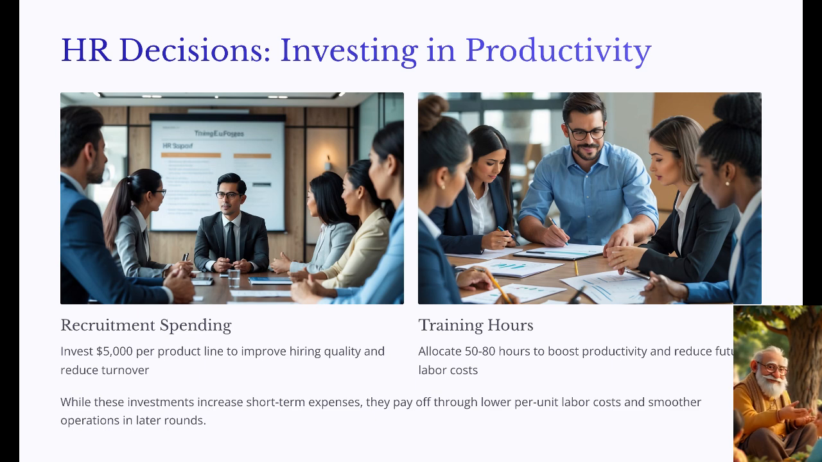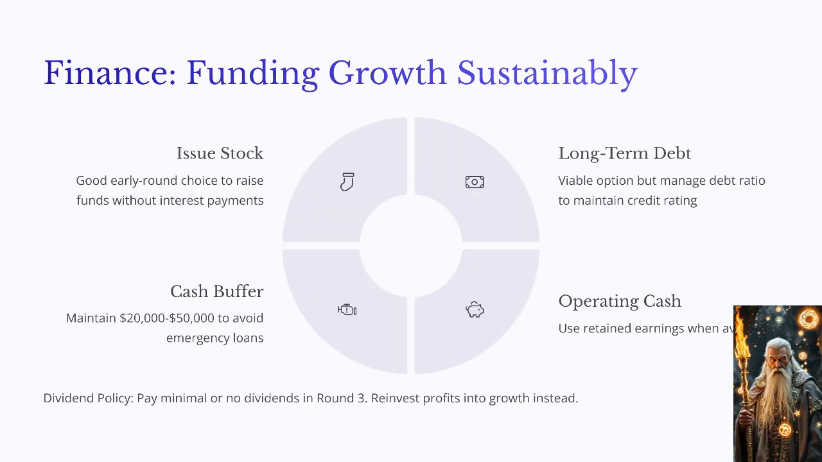Part 8. Finance, funding growth sustainably. Round 3 often requires heavy investment in R&D, production, marketing, and HR. So where does the money come from? You have 3 main options. 1. Issue stock. 2. Issue long-term debt. 3. Use operating cash or retained earnings.